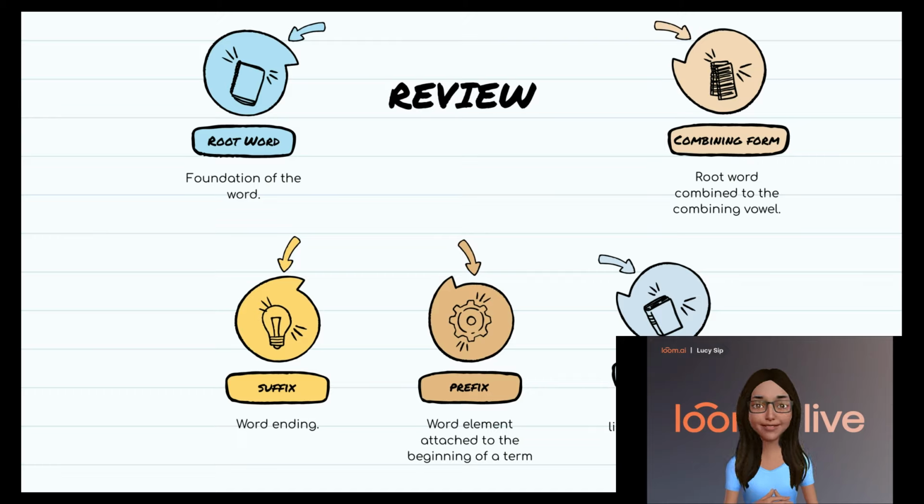Before we end this video, let's review the basic elements of a medical term. We have the root word, which is the foundation of the word. The suffix is a word ending, while the prefix is a small part attached to the beginning of the term. We have the combining vowel, which is usually the vowel O that links the root to the suffix or the root to another root. Last but not least, we have the combining form, which is the root word combined with the combining vowel. Some of these words may look intimidating, but it does not mean it has to be. Simply learning the basic prefixes, suffixes, and word roots will allow you to understand a lot of medical terminology.